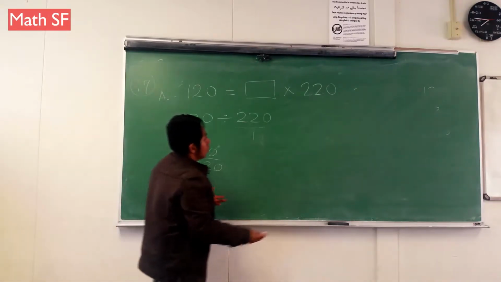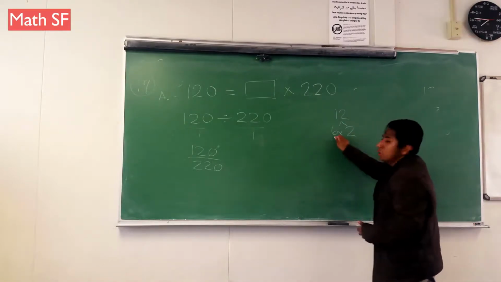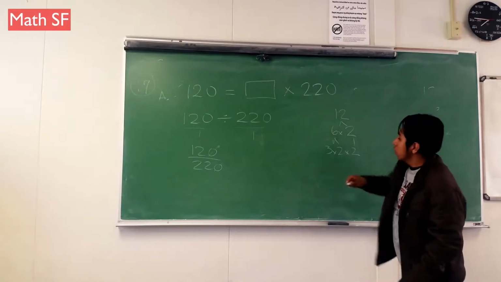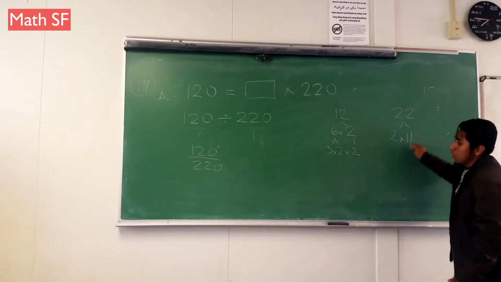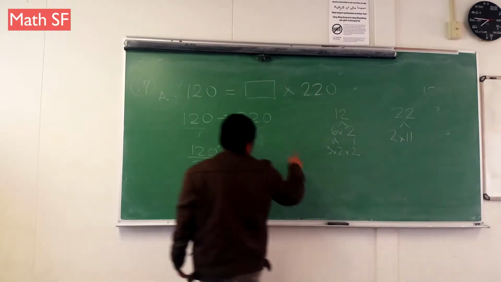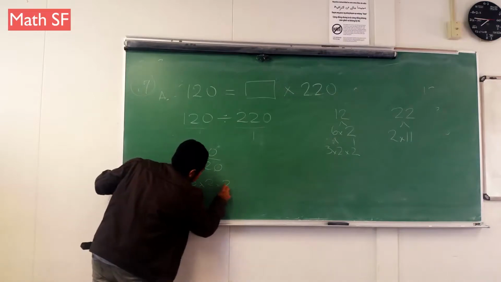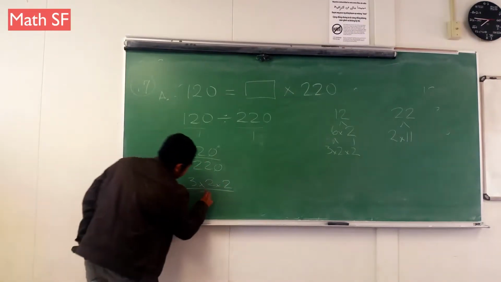So 12, what times what gives me 12? 12 can be 6 times 2, and this 6 can be 3 times 2, and bring these 2 down. Now the 22: 2 times 11. Therefore, instead of writing that 12, I'm going to write 3 times 2 times 2 over 2 times 11.